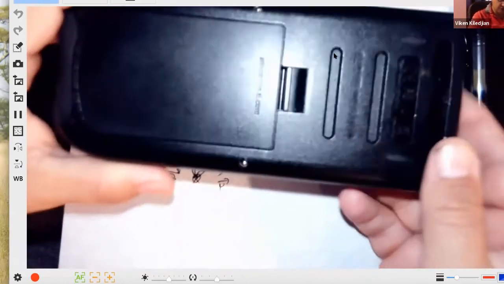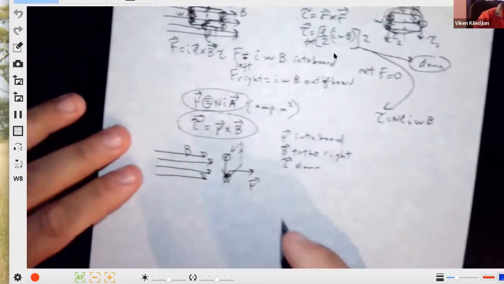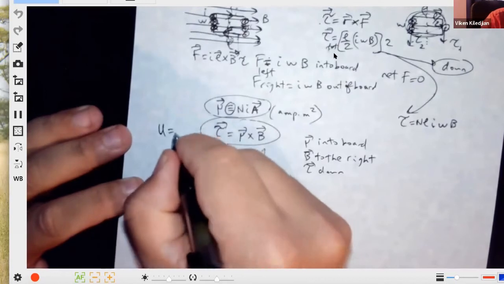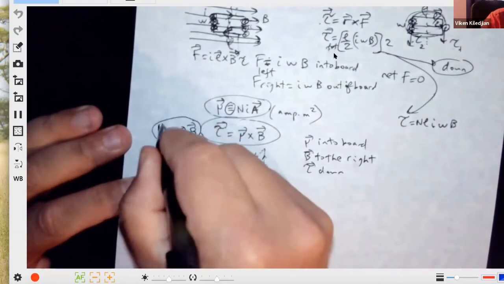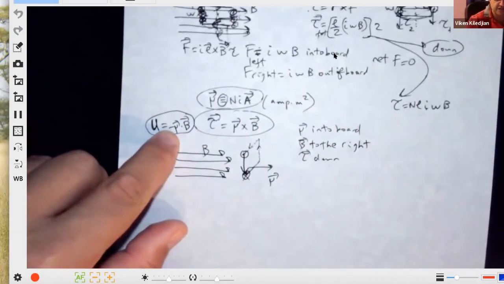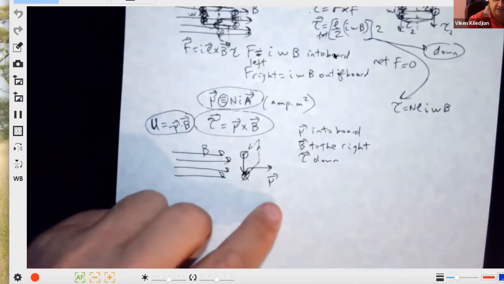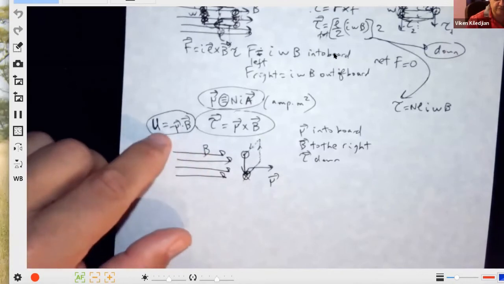Of course, the thing won't just stop there. It'll start like this, it'll go like this, and then it'll oscillate like that. Simple harmonic motion. So then the potential energy equation is negative mu dotted into B. The minimum potential energy of the magnetic moment is when the magnetic moment is lined up with the B. That gives you minimum potential energy.